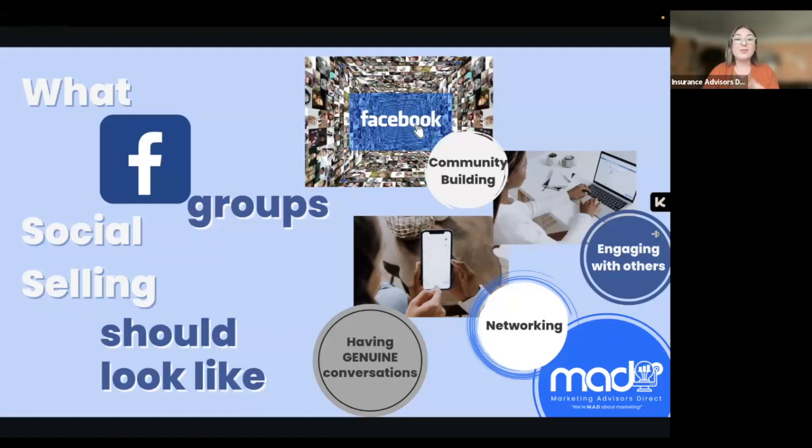So what should Facebook group selling look like? Well, it should look like community building. You're going to be talking with other people, engaging, networking, and having genuine conversations. So many other agents have told me before that the Facebook groups thing didn't really work for me. People tried to kick me out, or they were kind of rude about it. And it's like, well, what was your strategy like? What was your group's strategy like?